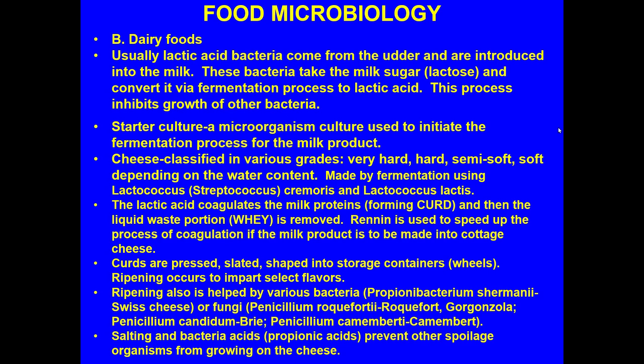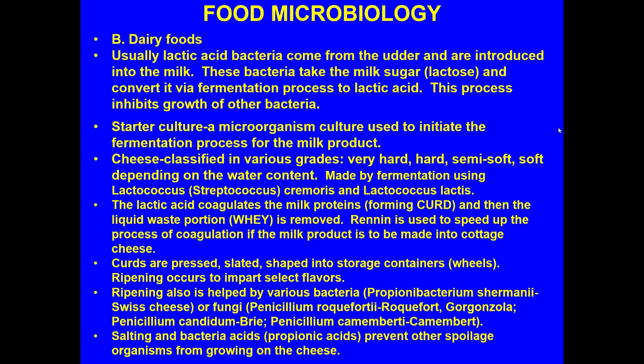Now, rennin is used to speed up the process of coagulation if the milk product is to be made into cottage cheese. Now, rennin comes from a protein found in calf stomachs. But they have found that there are ways, particularly for vegetarians, they can make it artificially through, I think it's biotechnology, and it can be used to make the cheese that is acceptable for these individuals. So we're at the point with curds, and so what do we do with them? We press them, we salt them, we shape them into storage containers, wheels.